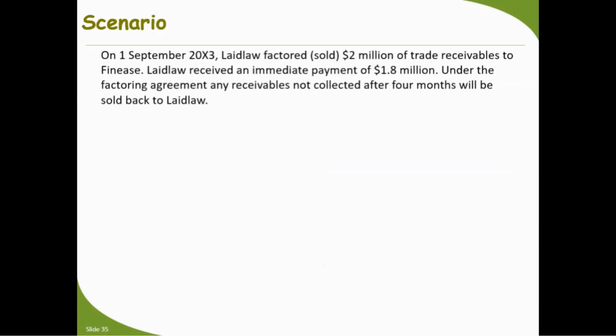Okay. Now, this is the scenario. In section A, first part of the scenario, on 1st September 2003, Laidlaw factored sold $2 million of trade receivables to Finney's. Laidlaw received an immediate payment of $1.8 million. Under the factoring agreement, any receivable not collected after 4 months will be sold back to Laidlaw. This is factoring with recourse. When you have factoring with recourse, it will be considered as a loan, not a sale, because you still have the risk of irrecoverable debts and slow payment.